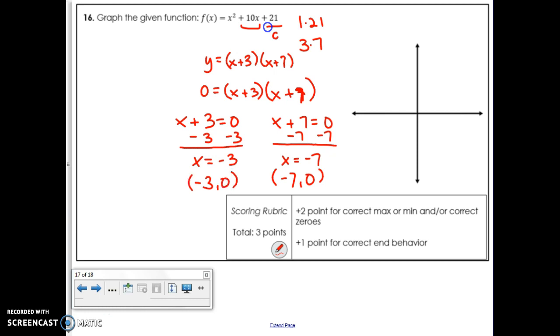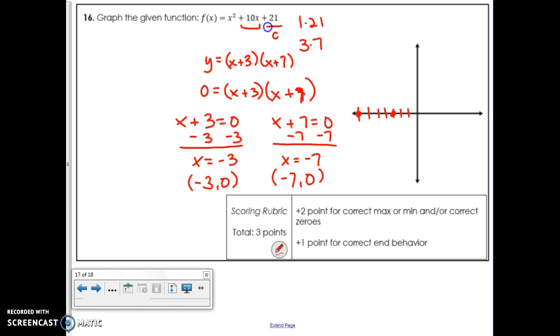Go ahead and plot those guys on your graph. There's negative 7 and negative 3. So I've got my two x-intercepts. The last thing I want to do then is find the vertex. And I do that by finding the line of symmetry.